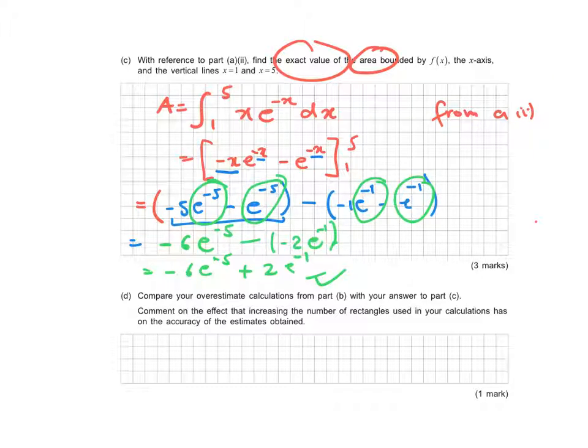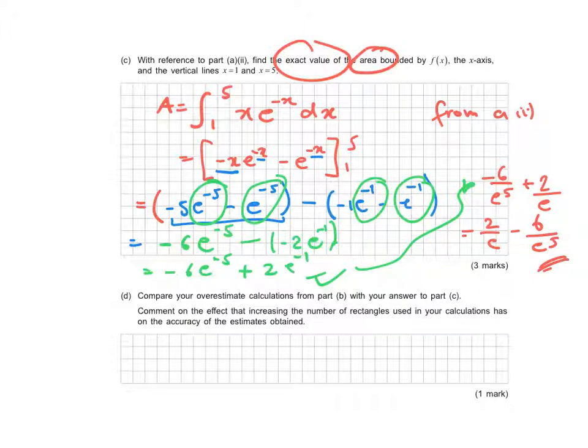Some people prefer to have this in fraction form. So what color am I going to use? Let's use red. Negative 6 over e to the power of 5, because we have moved this into the denominator, and then plus 2 over e to the power of 1. Or if you bother with having the negative first, you can swap it if you need to show that something is equal to something. So yeah, that would be it for that one.